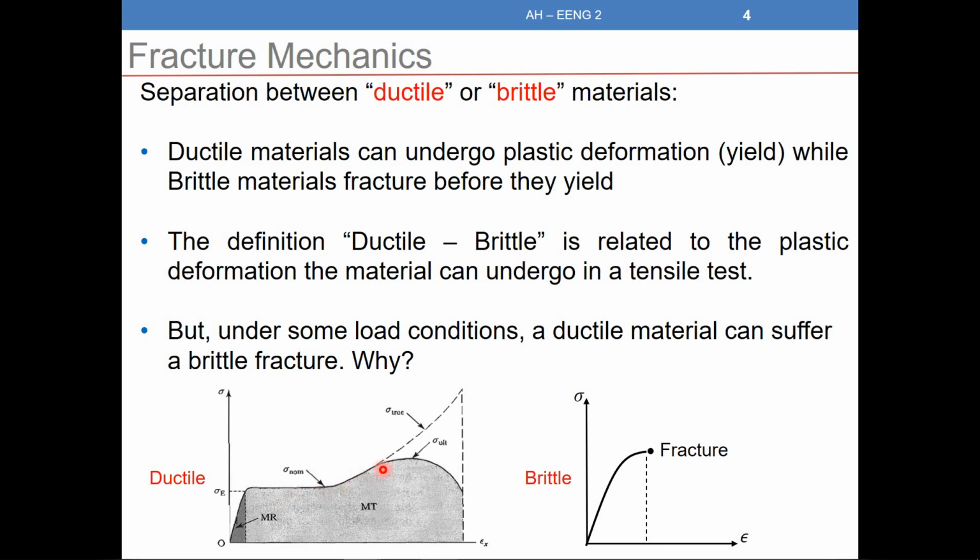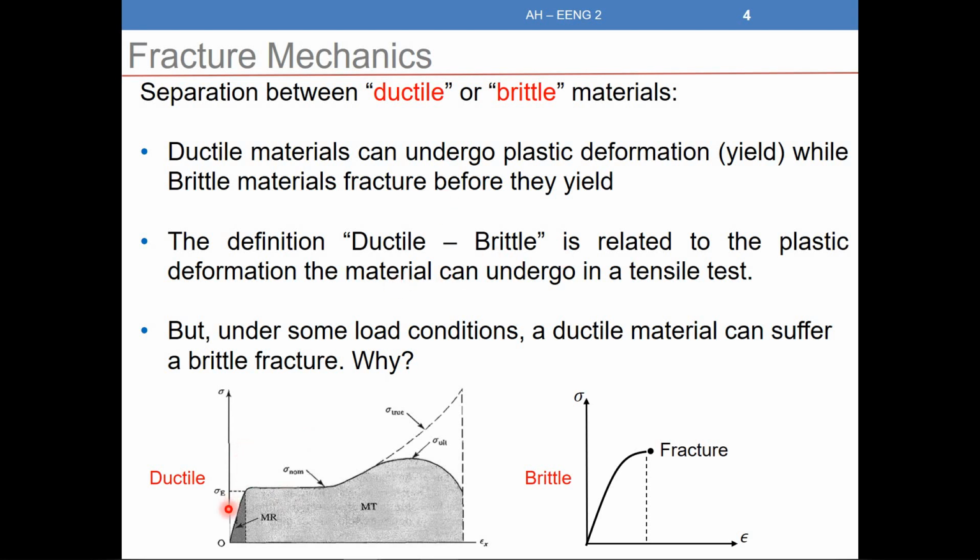As you can see, it can undergo a lot of plastic deformation before fracturing. On the other hand, we have what we call brittle materials. As you can see, when we increase the stress, directly without any yield, without any plastic deformation, it will fracture. So this is what we call ductile versus brittle materials. The brittle material will fracture directly, while the ductile material will undergo a plastic deformation zone. That's what's written here.